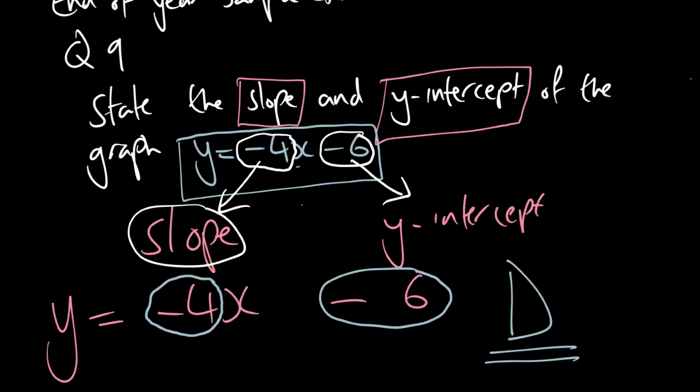Just remember that the number that comes before the x is the slope, and the number that comes after the x is the y-intercept. Let's have a look at some examples, and hopefully you'll be able to see it more clearly.